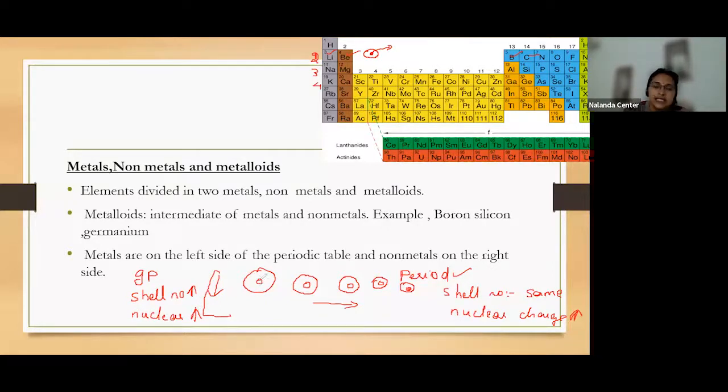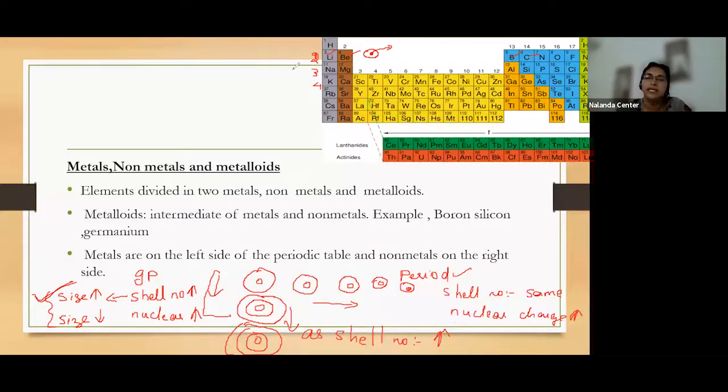When shell number increases, here it has only one shell. Now this has one shell and another shell on top of it. The third one is going to have one shell, two shell, three shell. Now the size is going to go on increasing. The shell number increasing means size increases. But nuclear charge increasing means the nucleus is going to pull the outermost shell, so size is going to decrease. Now there is a tug of war between these two, and the increasing shell takes precedence over the nuclear charge. That means the size of the atom is going to grow down the group. Are you guys clear with this concept?